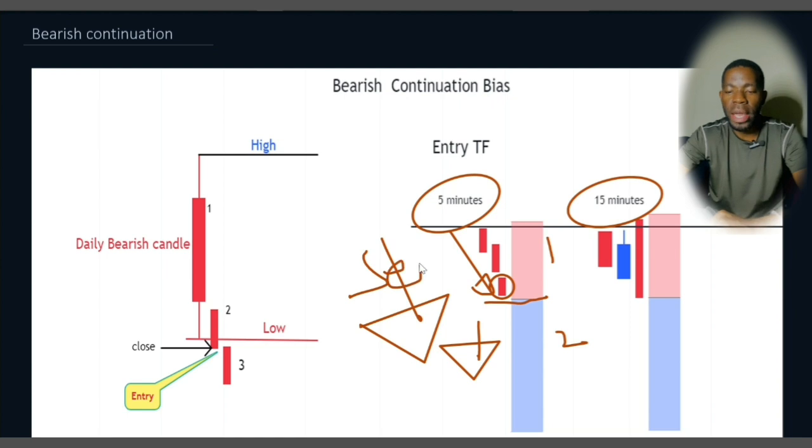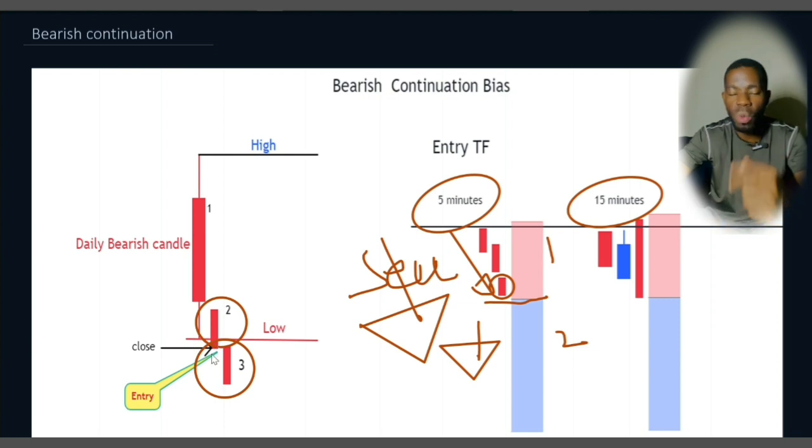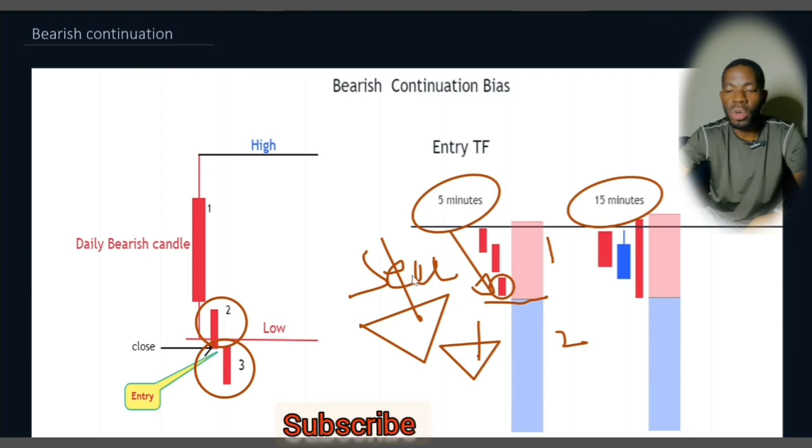Enter your trades at the 5 minutes or 15 minutes time frame after confirming the third candle has started and the second candle has closed below the first day low price. The close of the second day candle should be with its body, not with the wick. It has to be a close with its body, not with the wick. You mark that right. So this is what you would do in a bearish continuation bias.